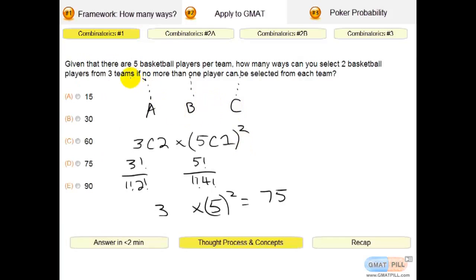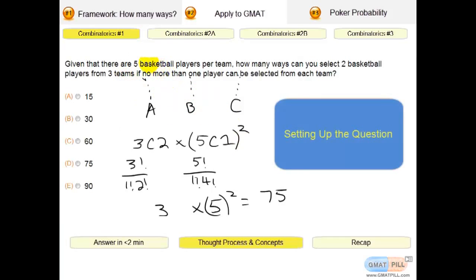So in terms of concepts, it's all about setting up the question correctly. If you have 3 teams here, always think about how many are you choosing out of. So there's 3 possibilities. You're going to choose 2 of them. So that's automatically 3 choose 2. Then you think about, okay, well, for each situation that you choose, let's say you choose A and C. Well, for A, you have 5 players to choose from. And then for C, you have 5 players to choose from. So that happens for every possibility.